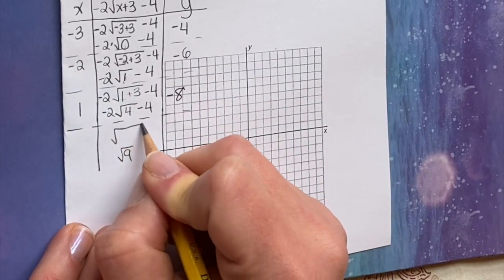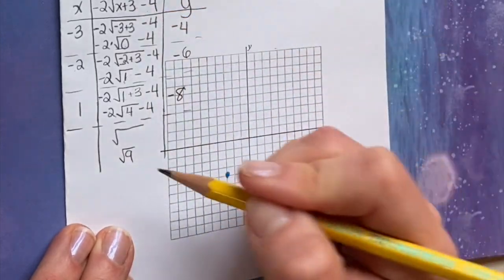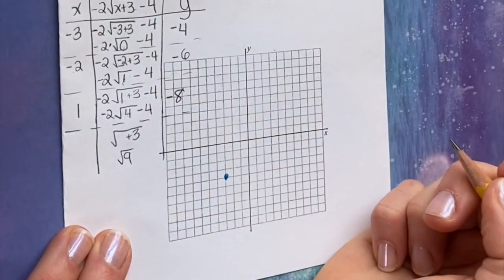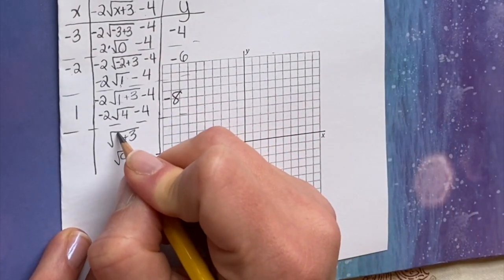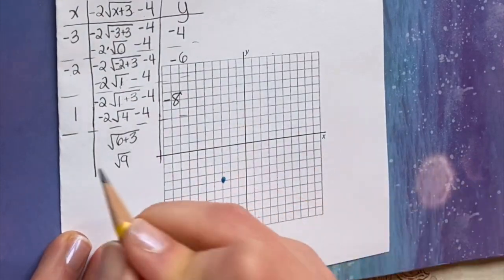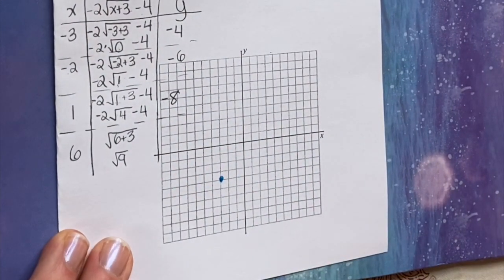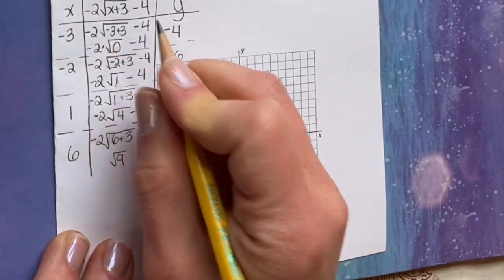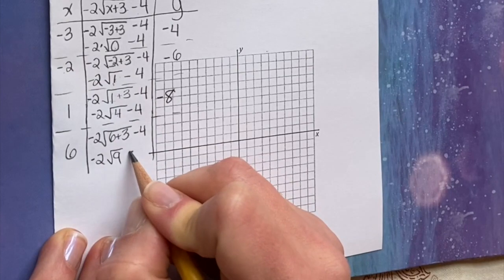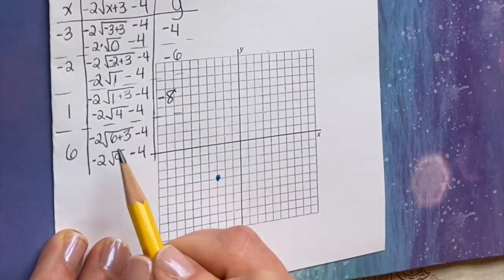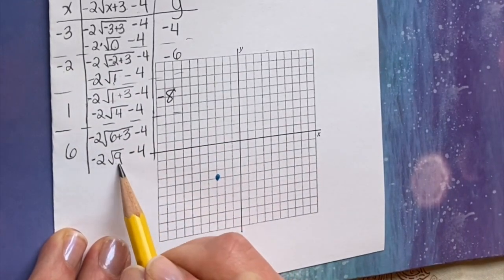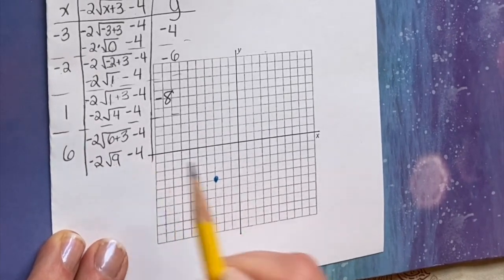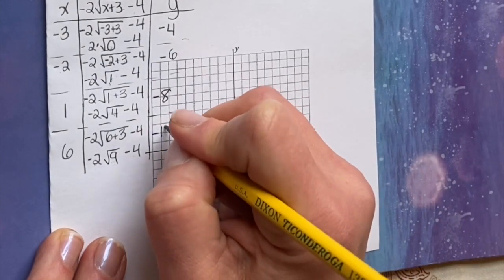Our next perfect square is 9. So now we have to ask ourselves, what number, when we add 3 to it, will give us 9? So you should be thinking right now, 6. So 6 is our next x value that we're going to plug in. And again, just filling in the rest of the equation. Order of operations, so 6 plus 3 gives us 9. Square root of 9 is 3. 3 times negative 2 is negative 6. Negative 6 minus 4 is negative 10.